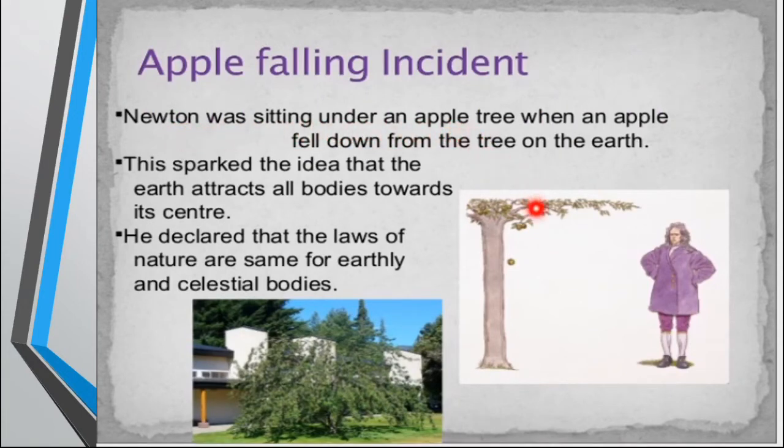And suddenly, an apple fell down from the tree onto the earth. This sparked the idea that Earth attracts all bodies toward its center. The idea of gravity flashed into his mind. He discovered not only the cause of the falling apple, but also the cause that makes the planets revolve around the sun and the moon around the earth.